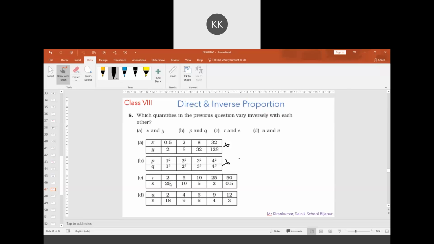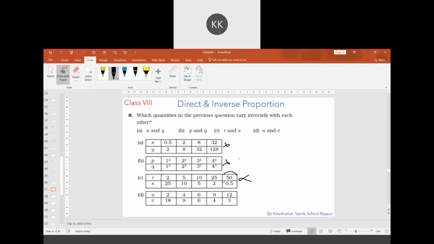2 into 25, when you multiply, you will get 50. 5 into 10 is 50. 10 into 5 is 50. 50 into 1 is 50. Every time we are getting 50 here. But in the last one, 50 into 0.5 is 25, so the answer will be 25. That is not equal to 50.